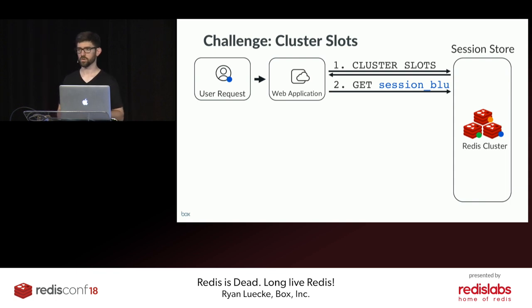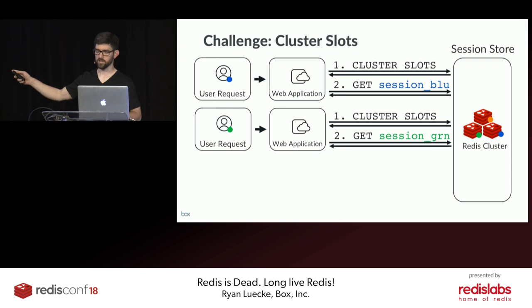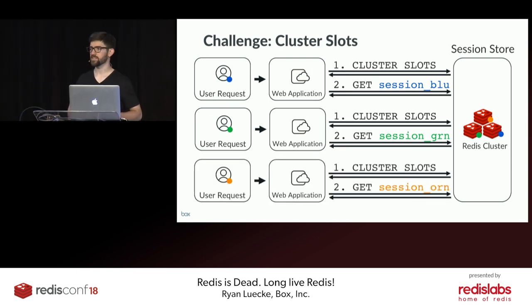So these are very short-lived server processes. And what happens when we get another user request is every single time we have to do cluster slots first, followed by retrieval of the key that we wanted. And this is happening thousands of times per second. Every single time, our web application is not able to use the cluster slots that was previously fetched. And so we're doing a lot of redundant work.